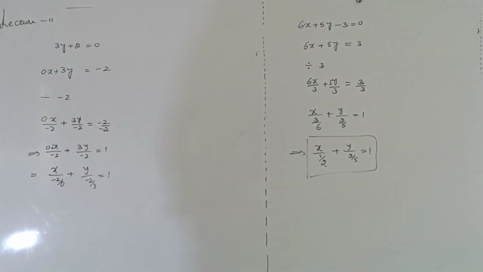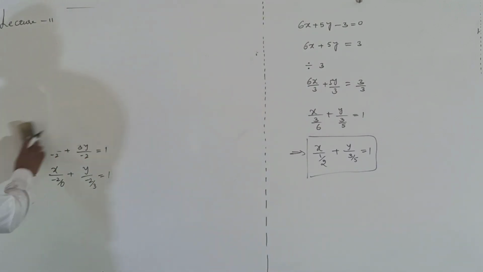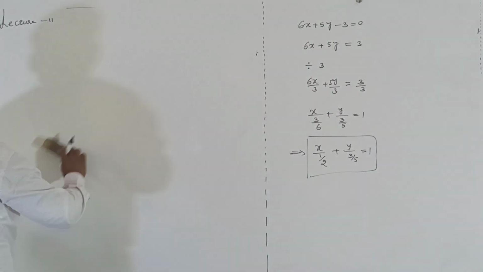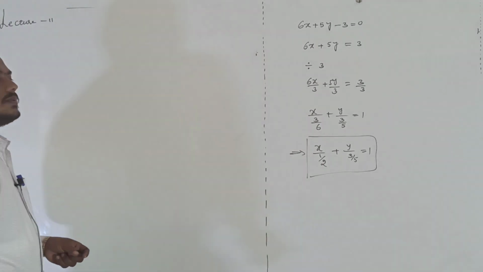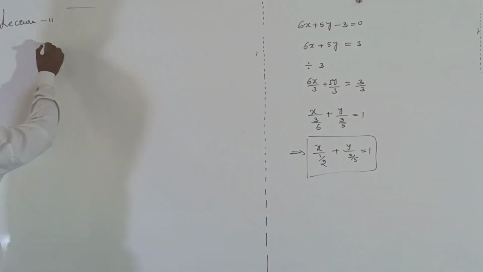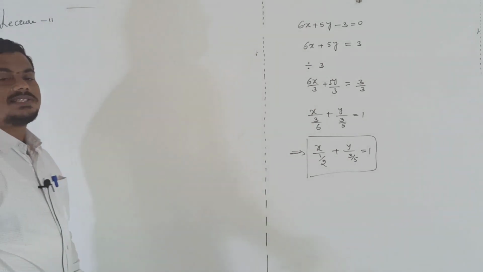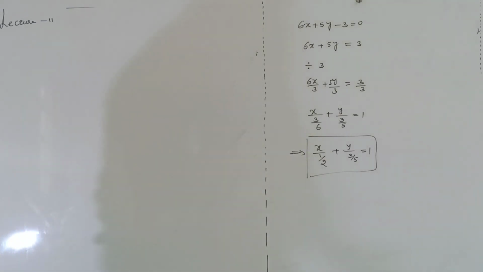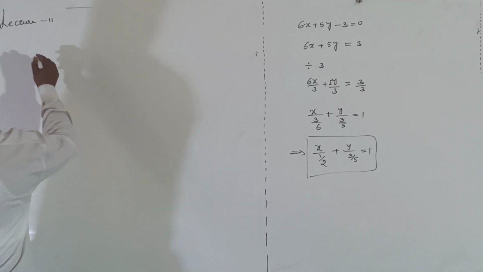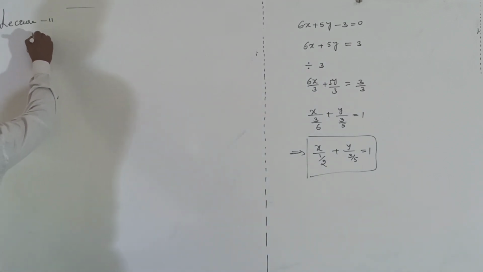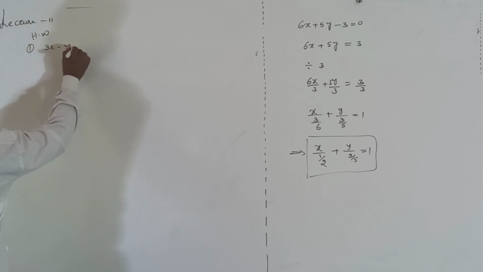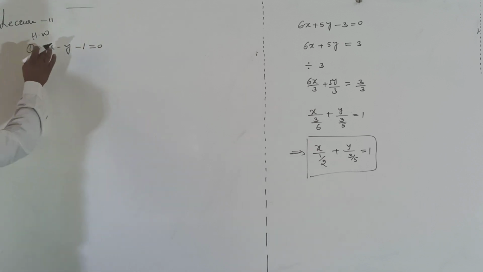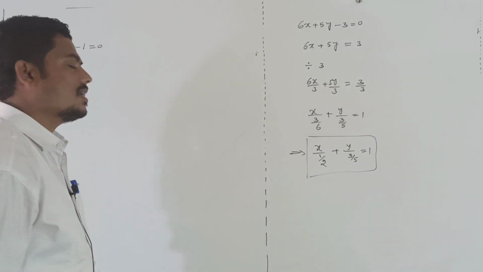Take some homework problems. Reduce the following equations into slope intercept form. First one, 3x - y - 1 = 0. Reduce this equation into slope intercept form. Slope intercept form means in the form of y = mx + c.